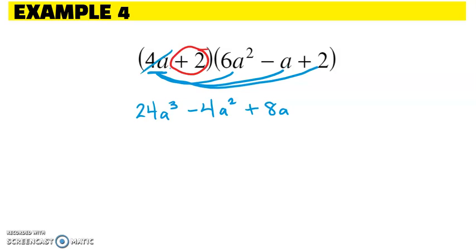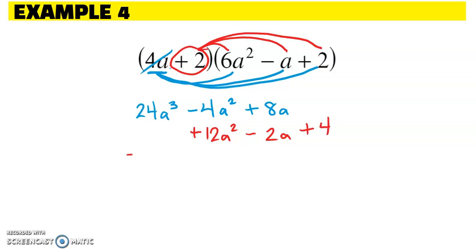Now it's time for positive 2 times 6a squared. That's going to be 12a squared, positive. 2 times -a is -2a. 2 times positive 2 is positive 4. And now we can combine like terms and have our answer.